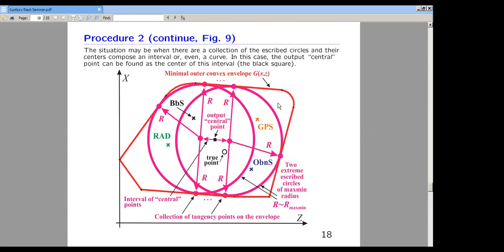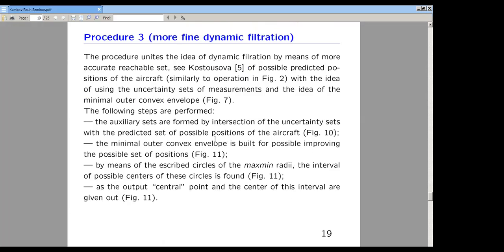Very often we meet the situation when it's possible to ascribe many circles with such property. And in this case, the central point may compose an interval. And as an output estimation of aircraft position, we can give out this point, namely the black square. But more fine dynamic filtration can be used. See, for example, Kostousova work. It is very advanced. Our investigation researcher in the institute, which works with dynamic systems.